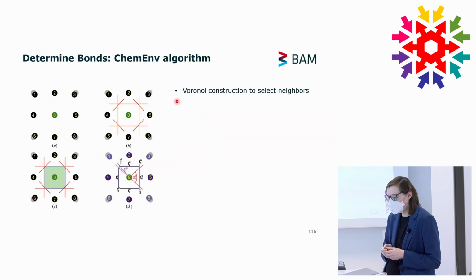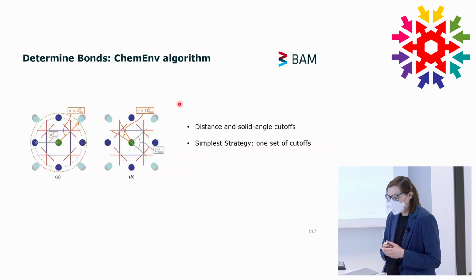And you start with a Voronoi construction here to select neighbors. And then based on some distance and solid angle cutoffs, you're able then to select which atoms are actually neighboring to this one here in the middle. So for example, we have a minimum distance here, and then kappa times this minimum distance is our cutoff, and all atoms that are further away are not considered as neighbors anymore. Similarly, we can define something based on the solid angle in such a construction.